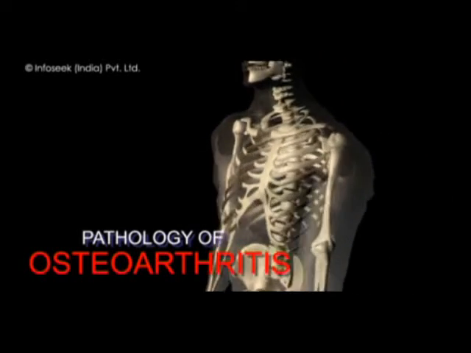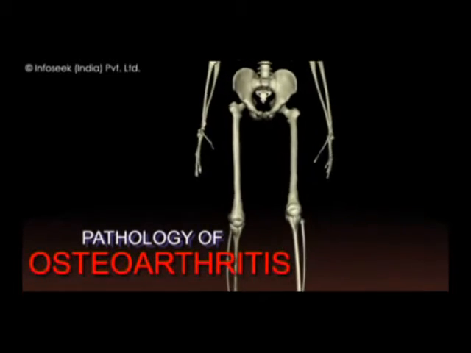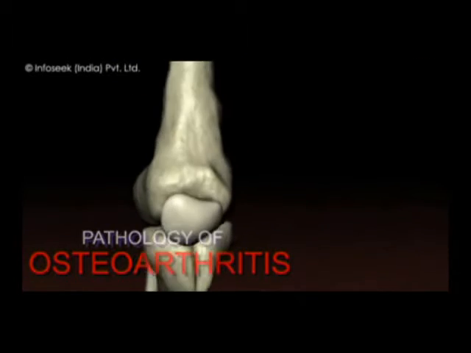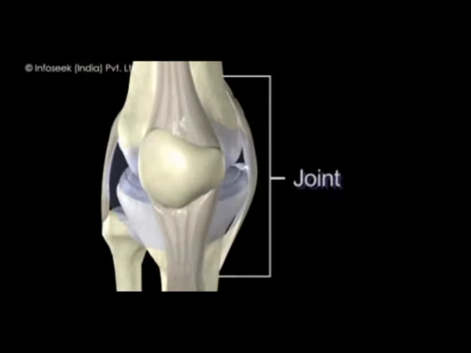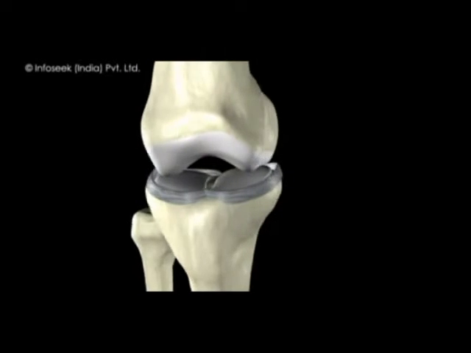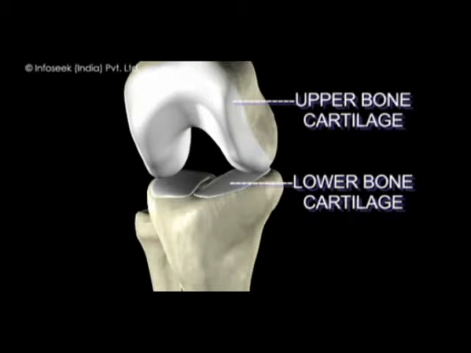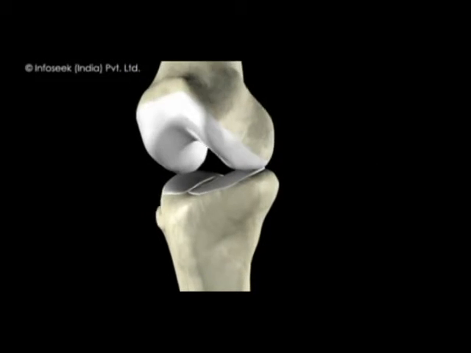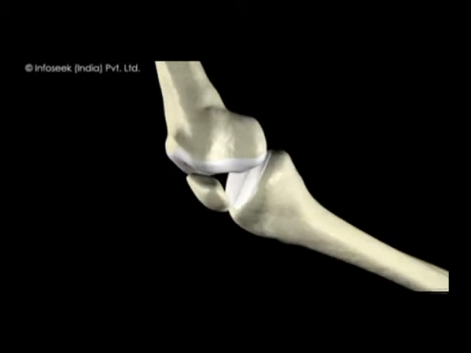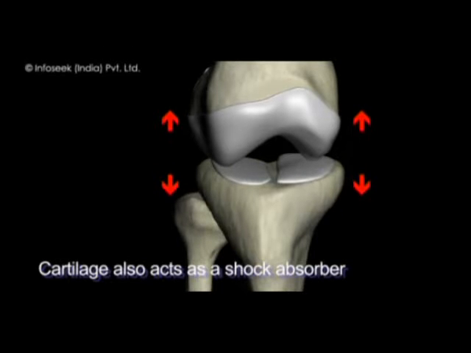Pathology of osteoarthritis. The human body is supported by a skeleton of bones. The junction of two bones is a joint. In a joint, the ends of the bones are covered by a slippery tissue called the cartilage. The cartilage allows the bone ends to slide over each other. It also acts as a shock absorber and protects the bone ends.